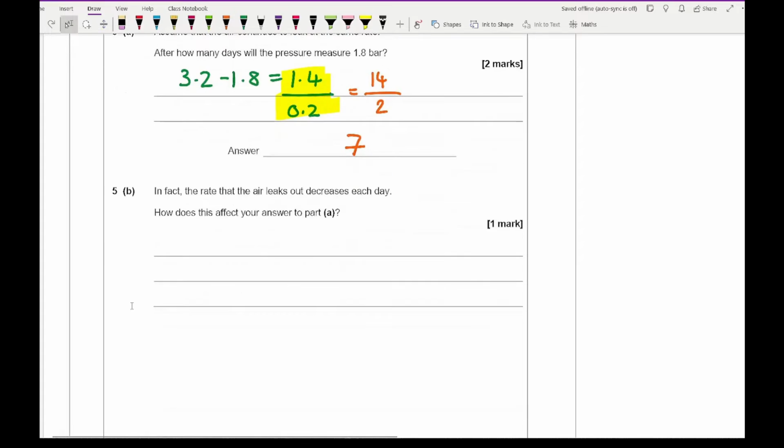Question 5b, it says in fact the rate of the air leak decreases each day. How does this affect your answer in part A? So you want to write something along the lines of that it will take more days to deflate. Or you could say something along the lines of it would take longer to deflate.